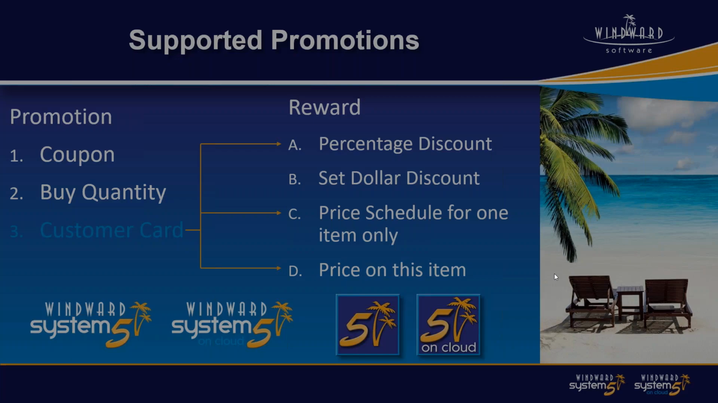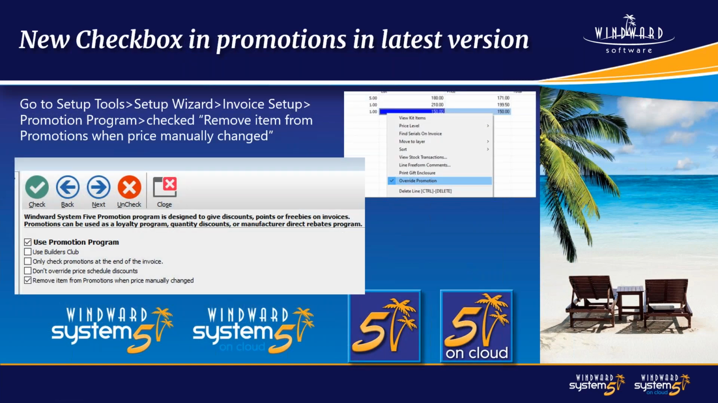And the last thing that I'll be discussing is this new checkbox and promotion in our latest version. This is a new right-click option on the invoice to override a promotion. This effectively removes the invoice line from being included in promotion. The invoice line won't accumulate points or get quantity discounts, and the price will turn blue to indicate that the promotion has been overridden.